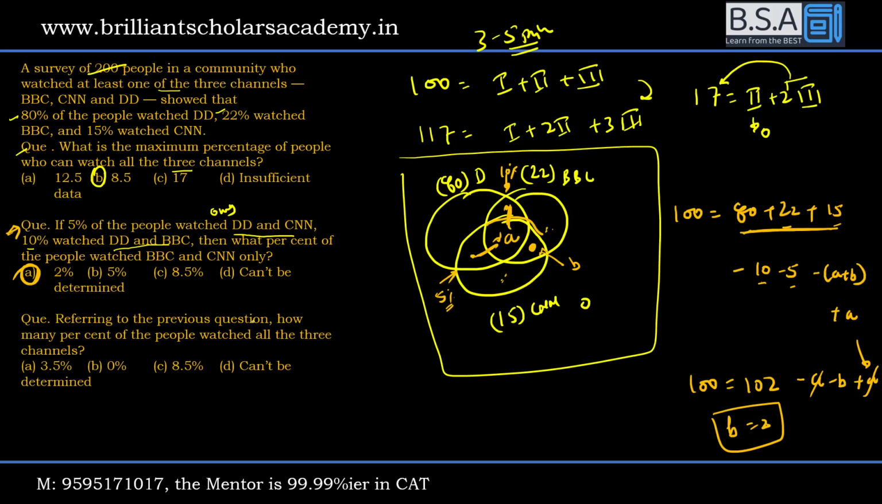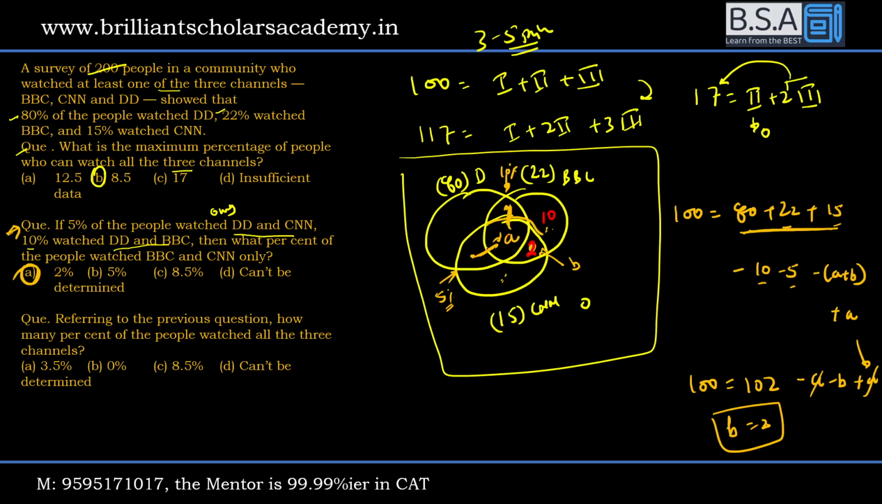Referring to the previous question, how many percent of people watched all three channels? All three में कितने लोग हैं? Can you find out all three? पिछले वाले क्वेश्चन से I could find out how much is B. I can answer for B. देखो, that gives me a good output कि ये अगर 2 है, ये दोनों combine 10 है, 12, तो ये 10 हो जाएगा. Please observe.